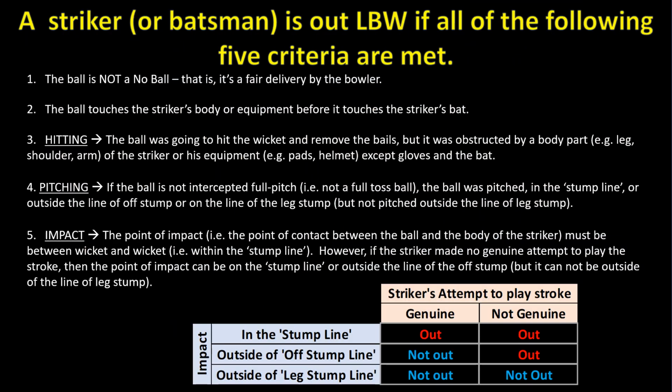By now we have gone through each of the 5 conditions of an L.B.W. out in cricket. Here on a single page we are once again summarizing all of those 5 conditions. A striker or a batsman is out L.B.W. if all of the following 5 criteria or 5 conditions are met. First condition is that the ball is not a no ball, that is, it's a fair delivery done by the bowler. Second, the ball touches the striker's body or equipment before it touches the striker's bat.